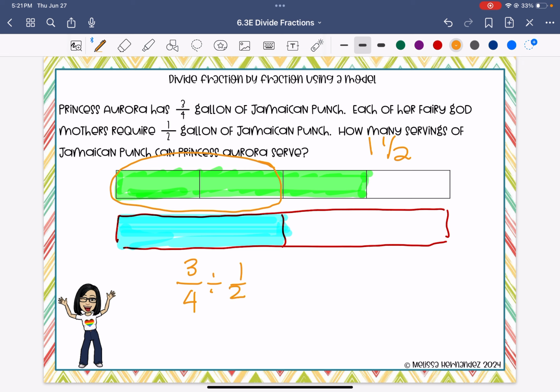Now, we can definitely show it by how you solve it, with multiplying by the reciprocal. So 3/4 divided by 1/2 is 3/4. You multiply by the reciprocal. 6/4, which actually simplifies to 3/2, which then simplifies to 1.5.